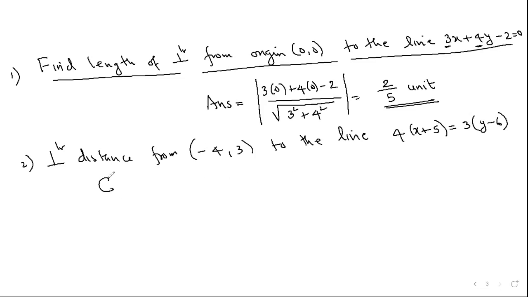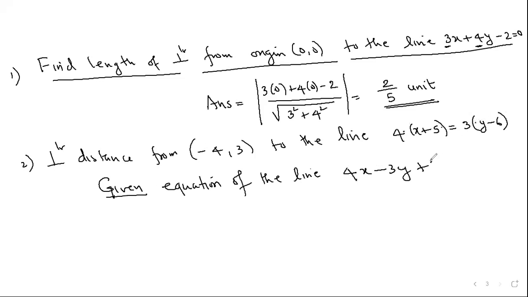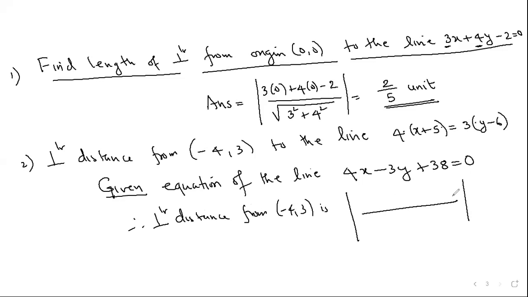So you have to start solving, first writing the given equation of the line is 4x minus 3y plus 38 equal to 0, right? Therefore, the perpendicular distance from (minus 4, 3) is, write your answer.